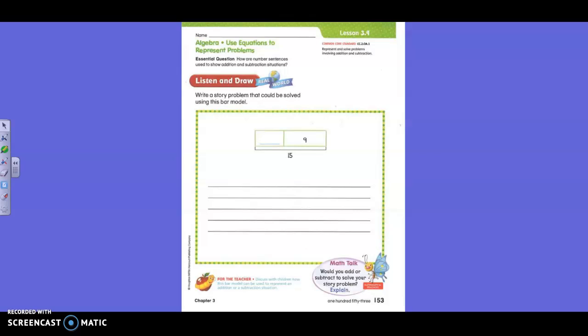Boys and girls, today we are going to write equations to represent and solve a variety of subtraction and addition facts. Okay. So boys and girls, reading the directions. It says write a story problem that can be solved using this bar model. So yes, you have to write words, I know, but that's how it goes.